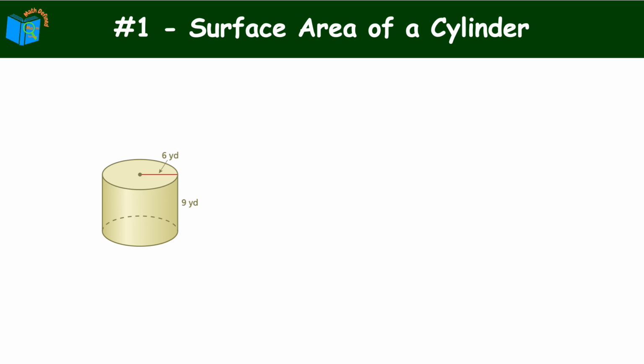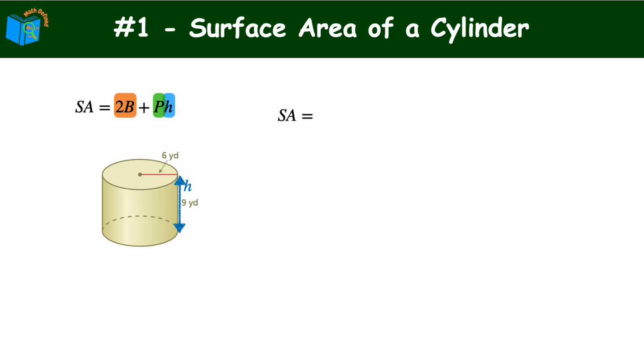Let's start with this cylinder. The circular bases each have a radius of 6 yards, and the height, which is the distance between the two bases, is 9 yards. The formula that we're going to use is the same one we use for finding the surface area of prisms. Surface area is the area of the two circular bases plus the perimeter or circumference of one circular base times the height of the cylinder.